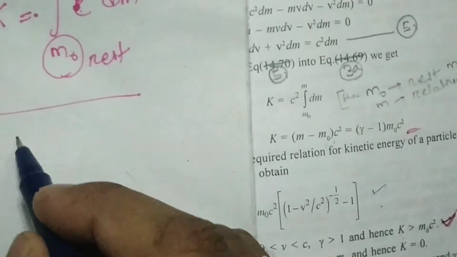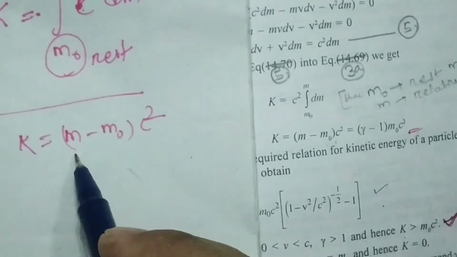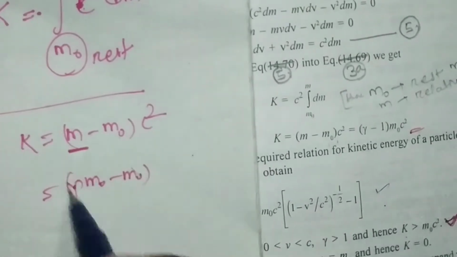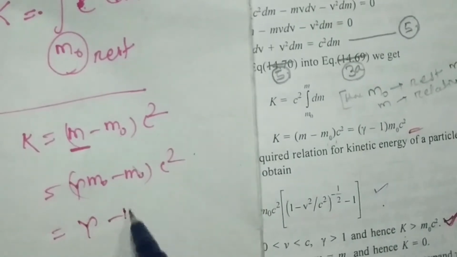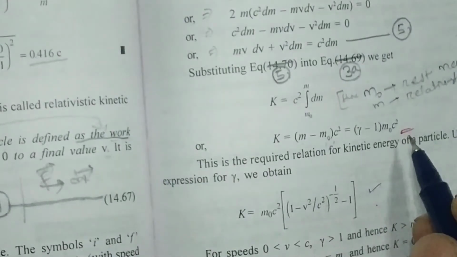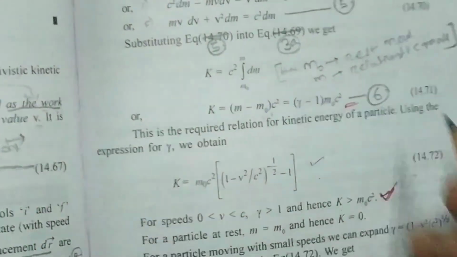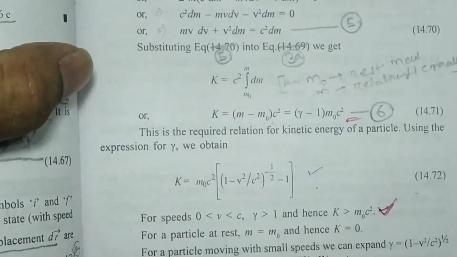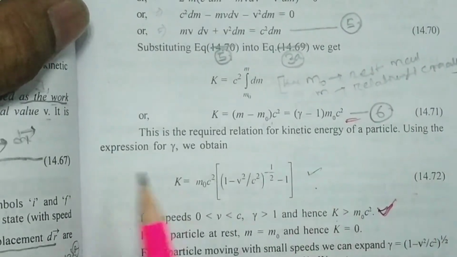It is very simple. We found k is m minus m0 into c square. We know that m is the relativistic mass, which is nothing but gamma into m0, minus m0, into c square. So m0 can be taken outside as common. So it will be gamma minus 1 into m0 c square, whatever is written over here. Let this be your equation number 6. So this equation number 6 is our required relation for the kinetic energy of a particle using the expression for gamma.